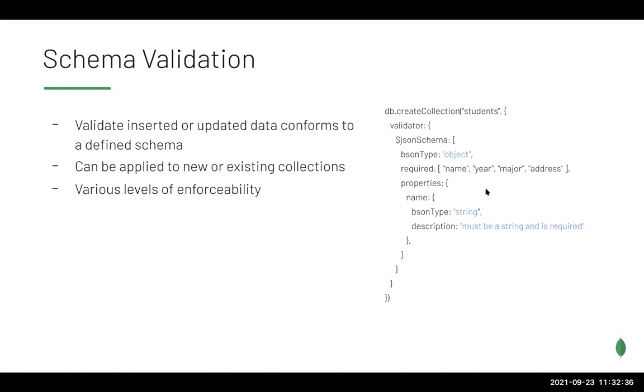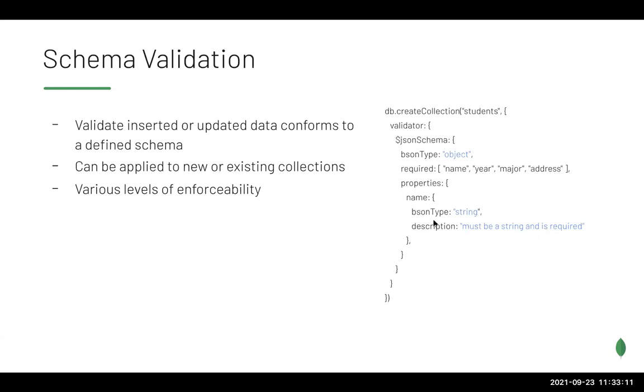that tells us that our document is going to require that we have a name, year, major, so what major the student is studying, as well as their address. And then we can go a step deeper and talk about these properties. So the name property has to be a string. So a student's name cannot be a number, cannot be a date, cannot be an array. It has to be a string. And if you try to pass in a number to the name property in the student's collection, you're going to get an error saying that this must be a string and is required.